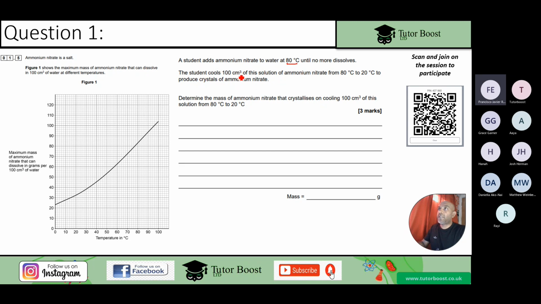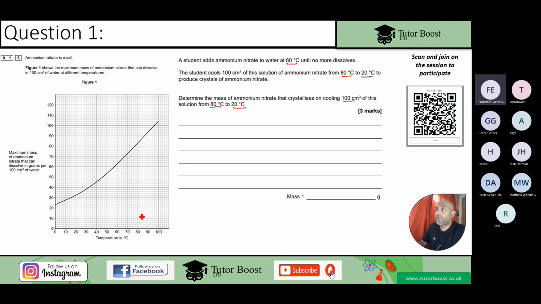The student cools 100 cm³ of this solution of ammonium nitrate from 80 to 20 degrees to produce crystals of ammonium nitrate. Determine the mass of ammonium nitrate that crystallizes on cooling 100 cm³ of the solution from 80 to 20. I'll give you 2 minutes, see if you can work out the answer for this question. You will need to use the graph.